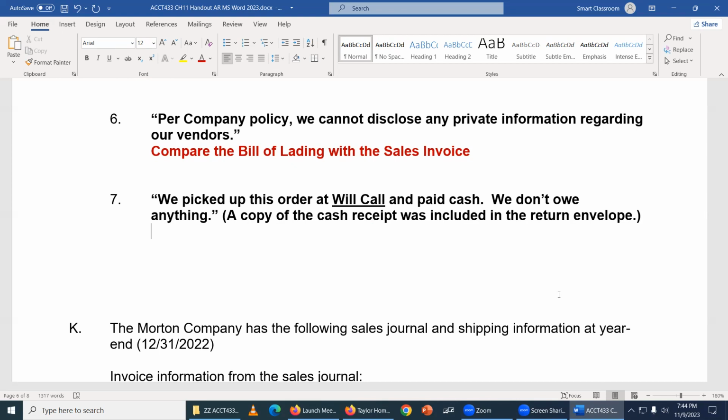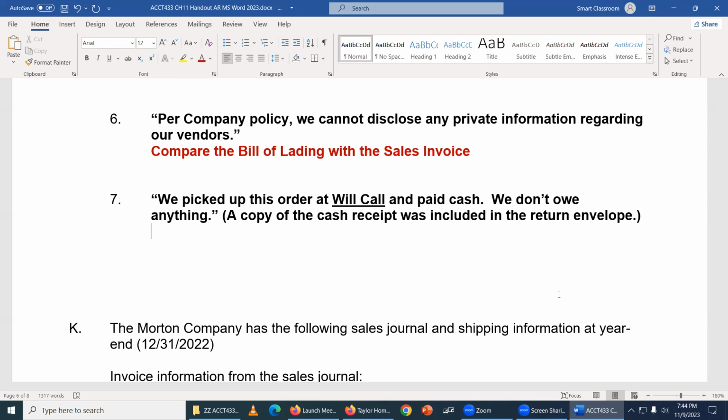But they said we picked it up at will call and paid cash. We don't know anything, and they show a copy of the cash receipt. But this got shown as an accounts receivable. So what is your question about this one? What happened to the cash?